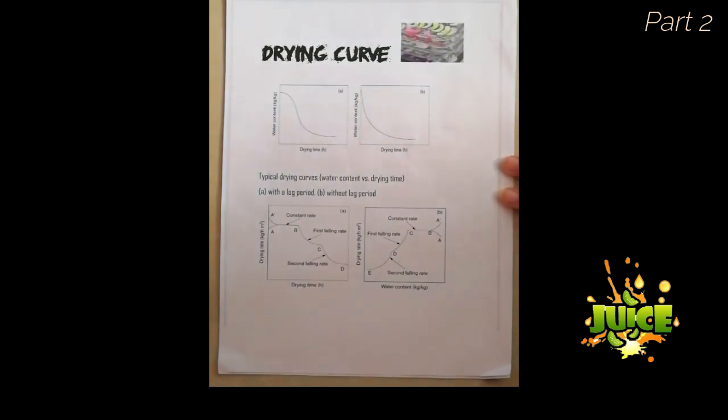Next, what is the second falling rate? The second falling rate begins when the surface is completely dry. The plane of evaporation recedes from the surface, which can be represented by C and D.